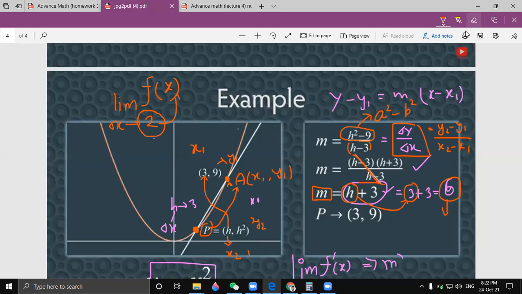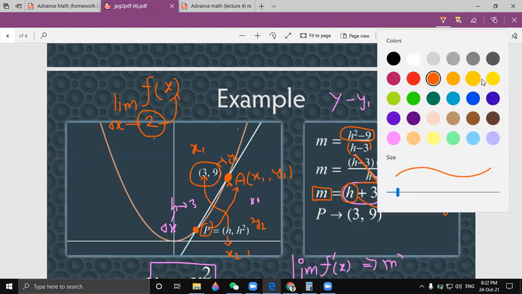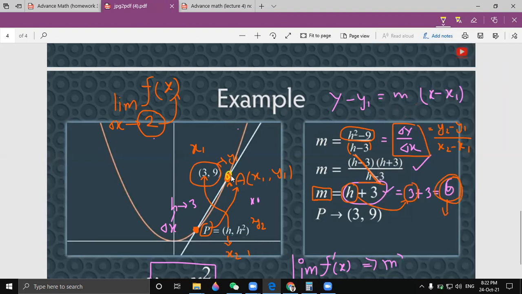And now we can find our equation, because we have a slope here, 6, and we already know our point, (3, 9). So now, the slope at this point A, the equation will be just y minus y1 is equal to m into x minus x1. This is our point slope equation.